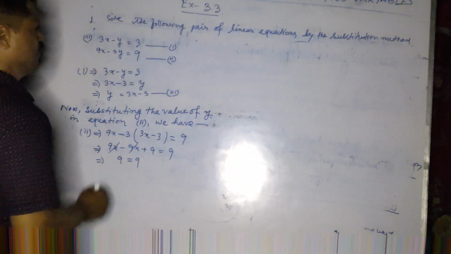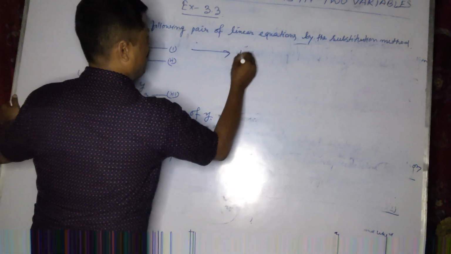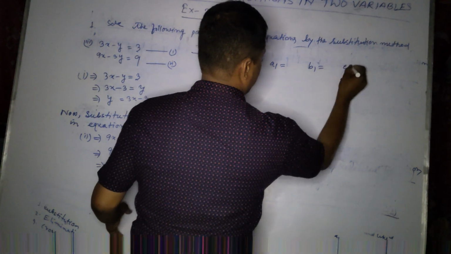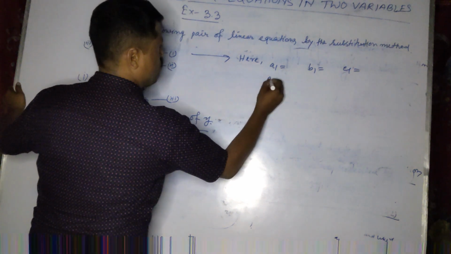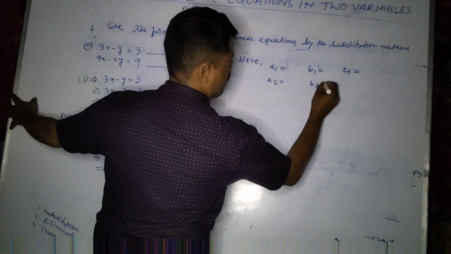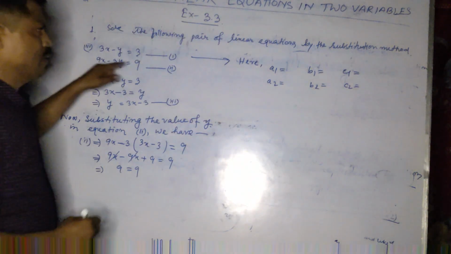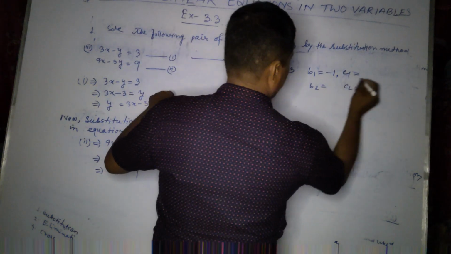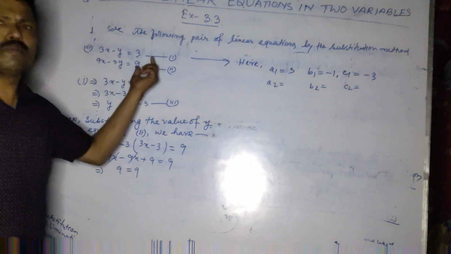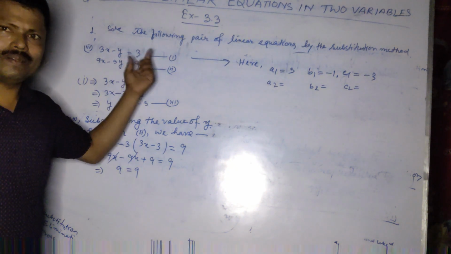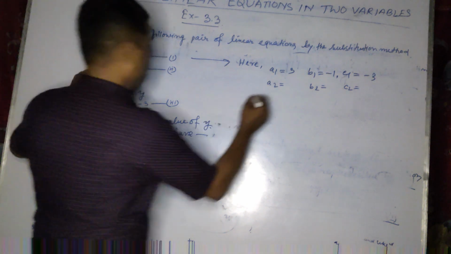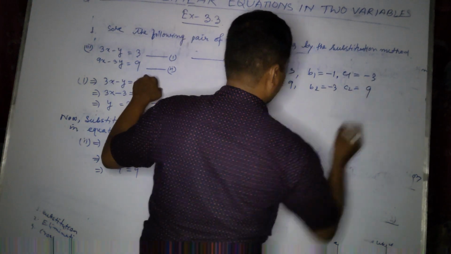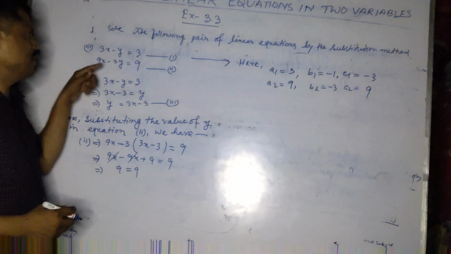Let us take equations 1 and 2. From here, what are a1, b1, c1, and a2, b2, c2? Just write these first. a1 is 3, b1 is minus 1, and c1 is minus 3, because the positive right part becomes negative when transferred to the left-hand side. a2 is 9, b2 is minus 3, and c2 is minus 9.